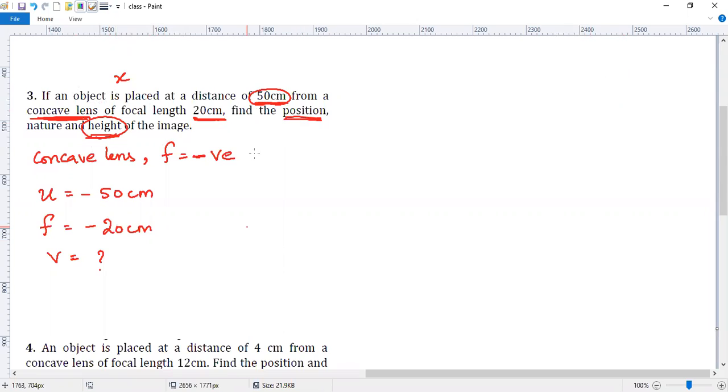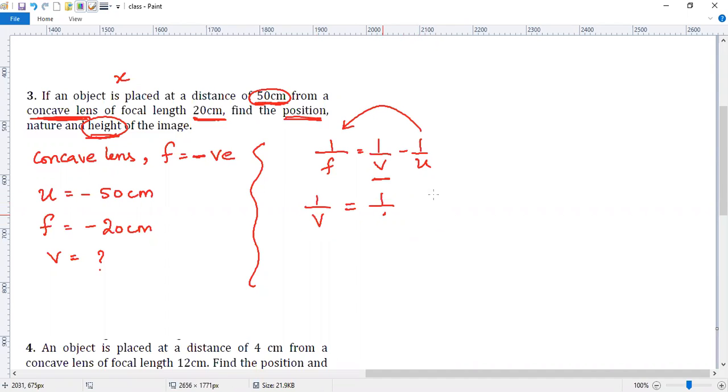So first of all, we have to find the position. How will you find the position? We know the formula, 1 by f is equal to 1 by v minus 1 by u. So we have to substitute. Instead of substituting the values and then exchanging, a better option is to keep v on one side and take the other terms to the other side, so that you do not get confused with the negative signs. So 1 by v is 1 by f plus 1 by u. Now let us process. 1 by v is equal to 1 by f, which is -20, plus 1 by u, which is -50.